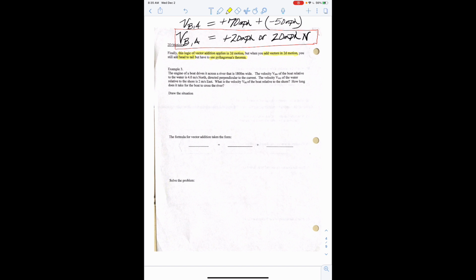This is a river problem. We get a lot of these. You'll have one of these problems on your test. And when you get a problem like this, I always draw it the same way. So we'll start by drawing a river.